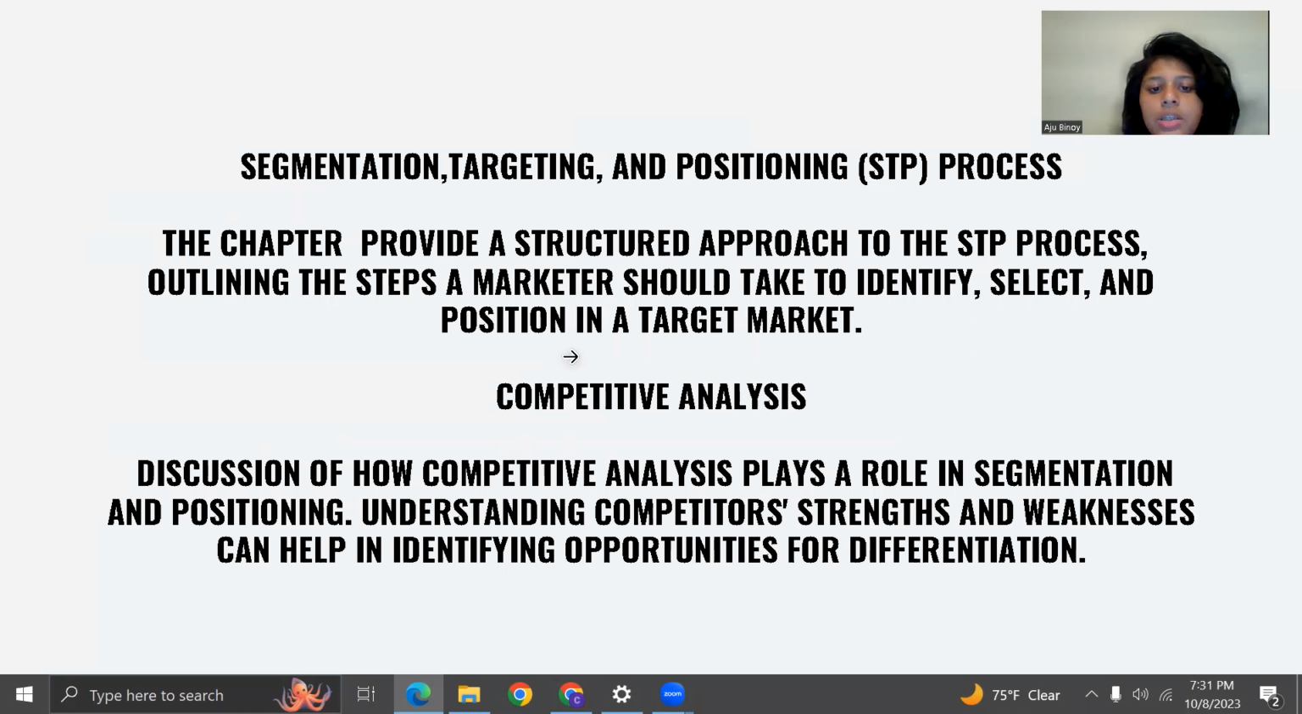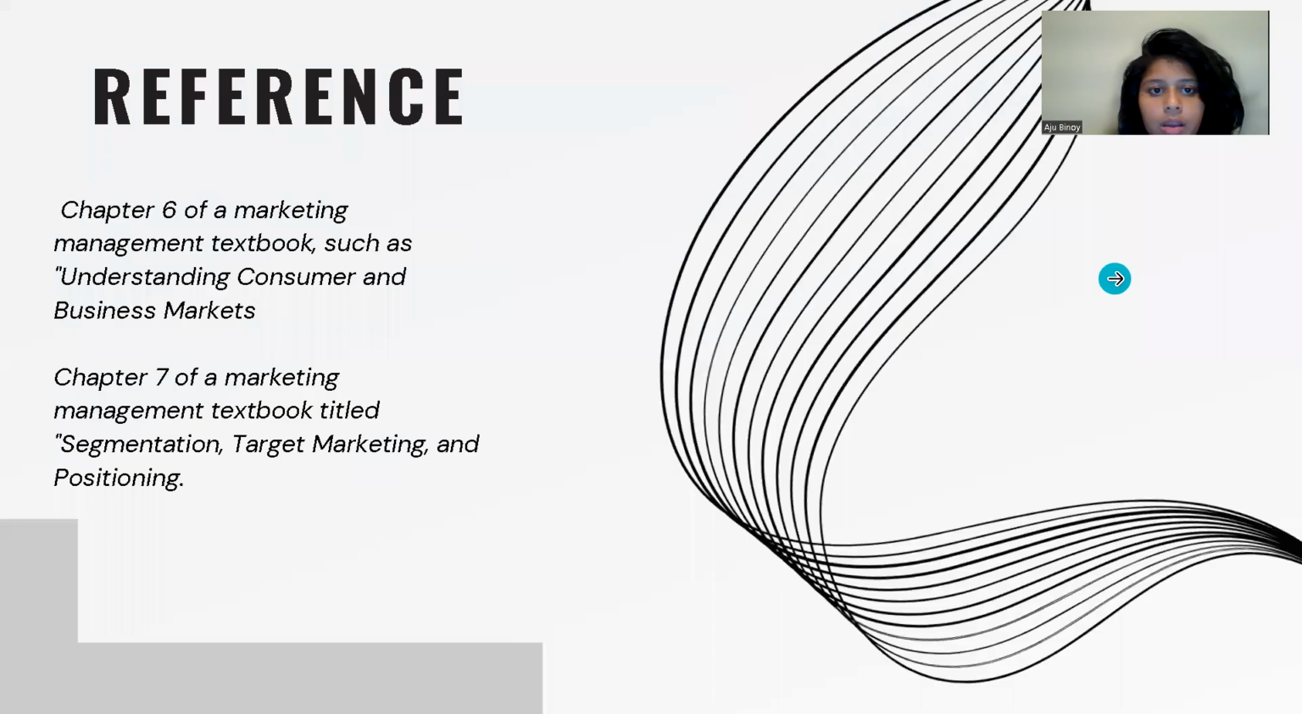And the next keyword is competitive analysis. The chapter provides brief information about how competitive analysis plays a role in segmentation and positioning, and understanding competitive strengths and weaknesses can help in identifying opportunities for differentiation. And at last, the references are chapter 6 and chapter 7. And that's all for the presentation. Thank you.